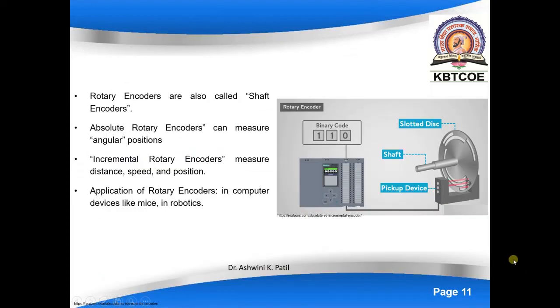Rotary encoder, as we have seen already in the previous slide. Rotary encoders are also called shaft encoders because they can be mounted on the shaft. Absolute rotary encoders can measure angular position, and incremental rotary encoders measure the distance, speed and position. The application of rotary encoders is in computer devices like mice, and in robotics.